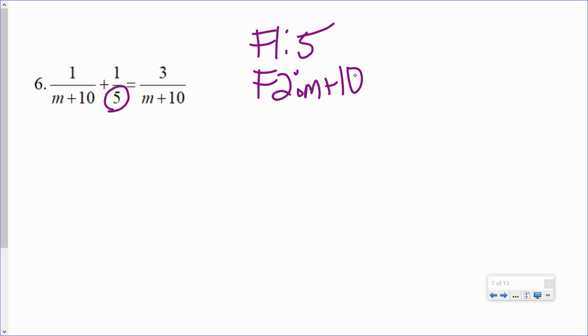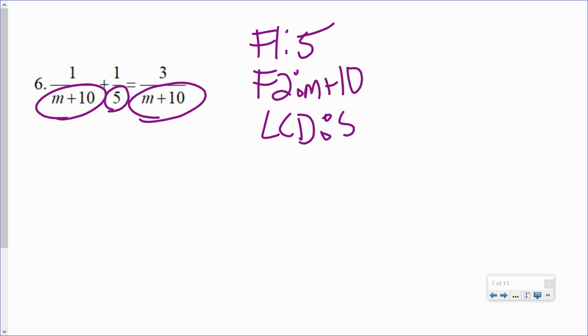My second factor is m plus 10. I'm writing f1 for factor 1 and f2 for factor 2. I have m plus 10 twice as a factor, but I don't have to write it twice as far as the LCD goes. So for the LCD, I'm literally just taking my two factors and putting them together. Don't do any math, just take them and put them together. 5 and m plus 10 is 5, parentheses, m plus 10. If it's a binomial, put it in parentheses. You're literally just taking your factors and putting them together.